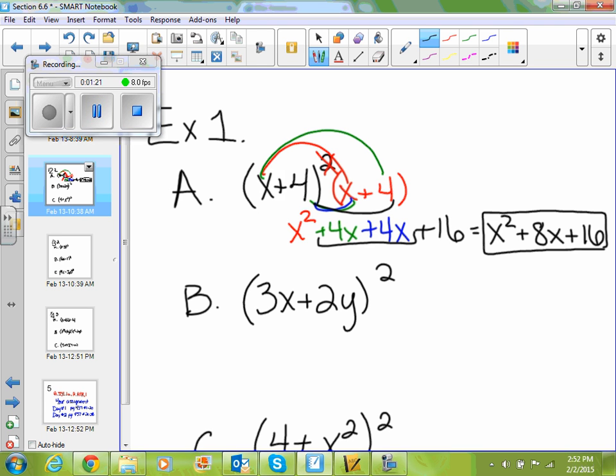So x squared plus 8x plus 16. You told me that it would have been, do you just distribute the square? Sometimes that works. And this one it doesn't work. So just write them out like this. That's what worked on that problem.